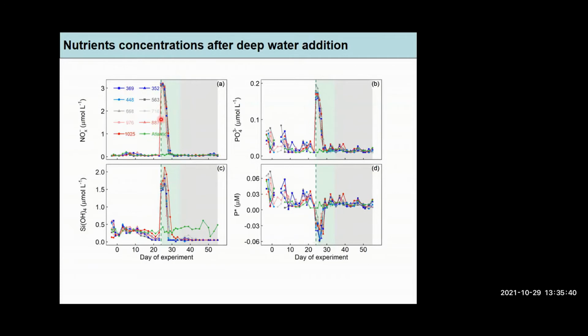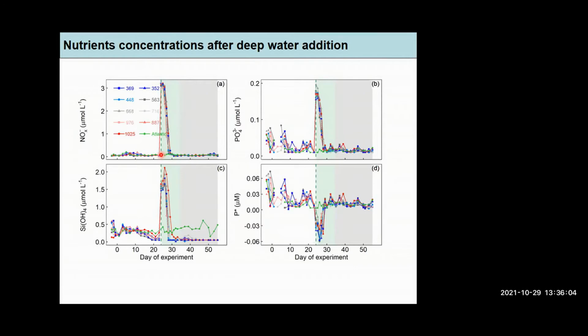These ones would be control, and this is like the control of controls, because the mesocosm will still be isolated from the ocean water. So this is nitrate plus nitrite, this is phosphate, this is silicate, and this is P star, which is nothing but phosphate minus nitrate divided by 16. So just a measure of excess phosphate from the Redfield ratio point of view.